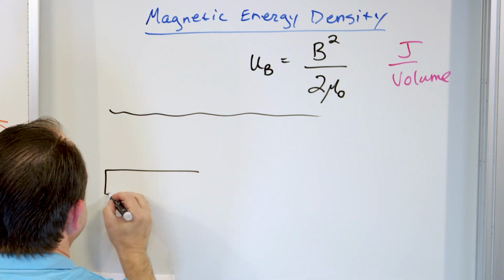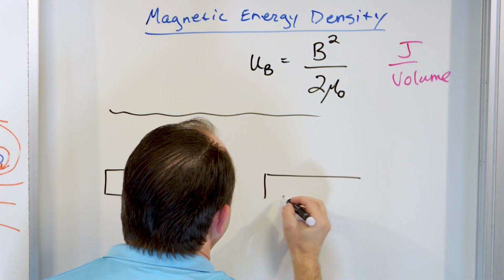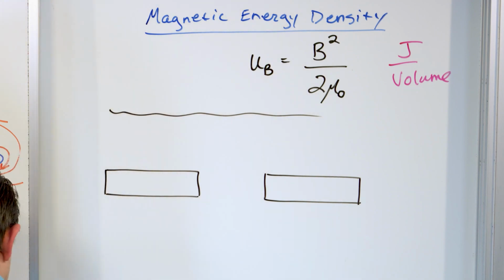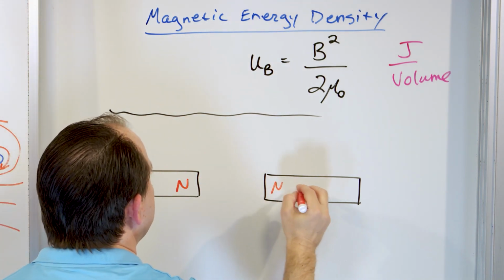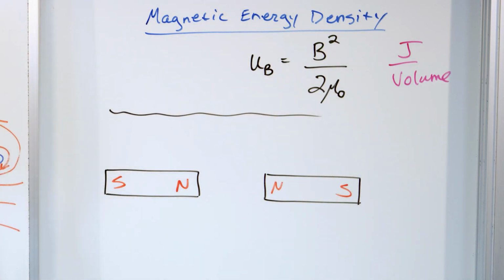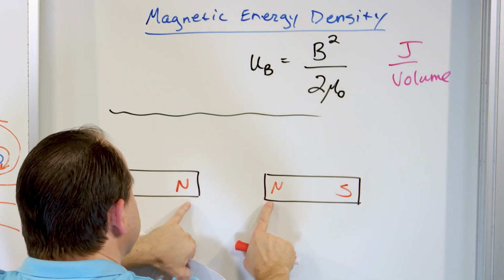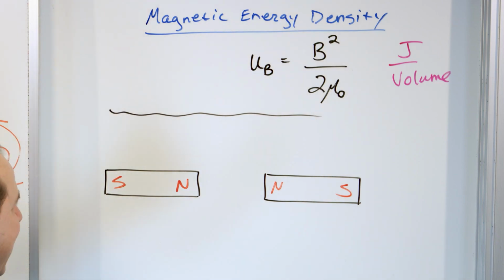Here is a bar magnet, right? Here is another bar magnet. All bar magnets have some north and south pole. I'm going to draw this one north-south. I'm going to draw this one north-south. Now, how are these things going to behave? Same poles are going to repel each other. We know that to be the case.